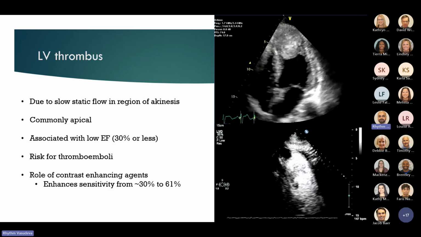And that's just to highlight, we all know DEFINITY and how well it does to highlight unclear images for LV thrombi. And here's one pretty obvious one, which you could probably catch in a bedside echo. It's due to slow stasis flow in the area of akinesis, typically in your apical segments. There are cases when other segments can be involved, but most are in your apical regions. It's usually associated when your EF drops to 30% or below. There is a risk of thromboemboli, and we talked about the role of contrast enhancing agents such as DEFINITY, which increases your sensitivity from about 30 to 60%.